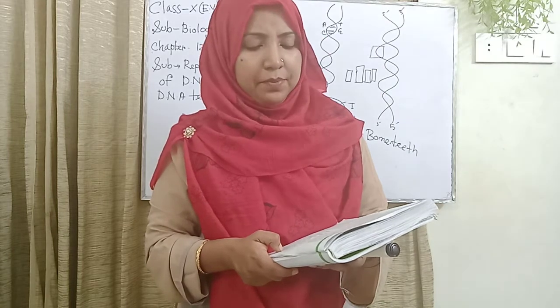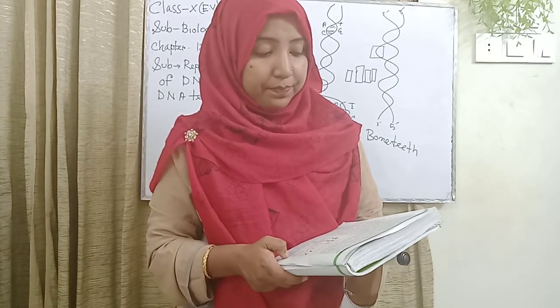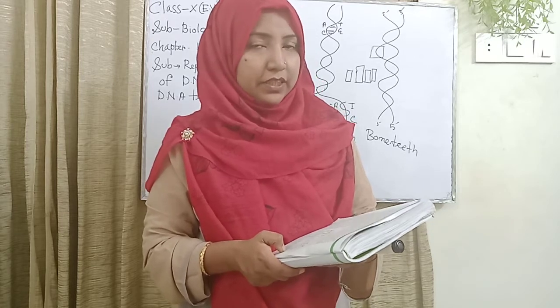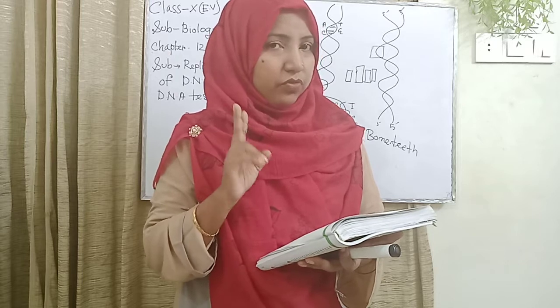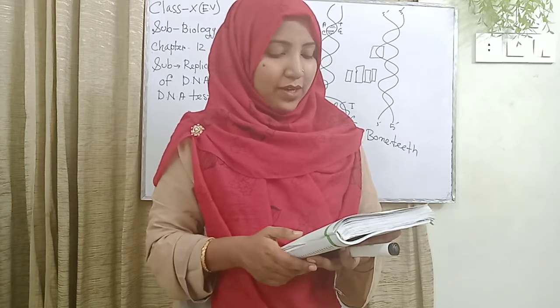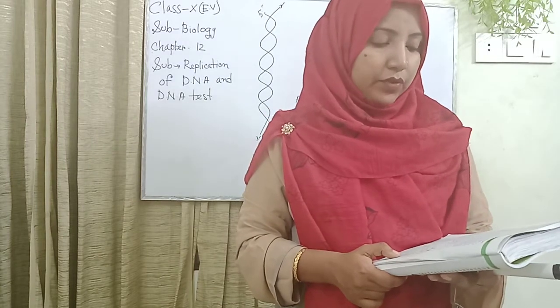After that, the sample is compared with the DNA band or the DNA map of the victim or suspected person. Here are suspected persons 1, 2, 3, or 4, but the victim is one. This method is termed the fingerprint method.